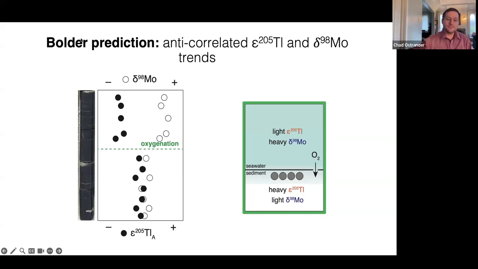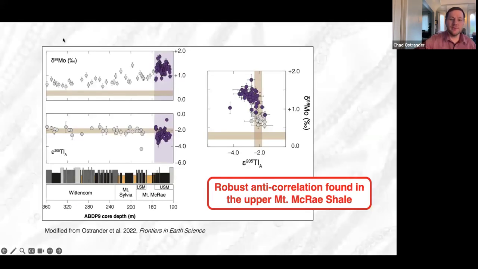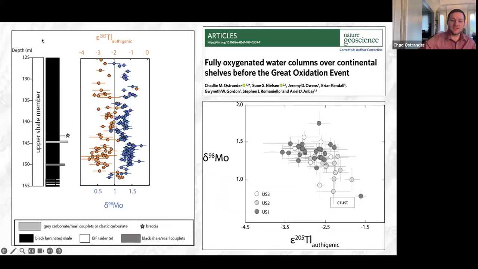in seawater. And so when we applied this to the Mount McRae Shale and to the rocks immediately underlying it, we see that there is not much of an anti-correlation leading up to the event, but when you go into the WIF interval, there's a really strong anti-correlation between molybdenum isotopes and thallium isotopes in the Mount McRae Shale. And so it seems to really support that manganese oxide burial hypothesis. And so these were results that were published originally in the 2019 Nature Geoscience paper by myself and others.